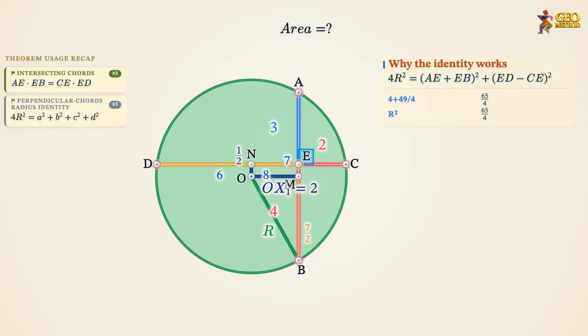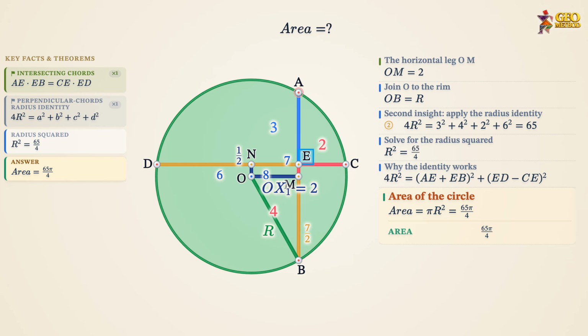For a proof outline, center to chord perpendiculars bisect each chord. Express 4r squared as the square of the whole first chord plus the square of the difference on the perpendicular chord. After expansion, the cross terms cancel because intersecting chords give segment AE times segment EB equals segment CE times segment ED.